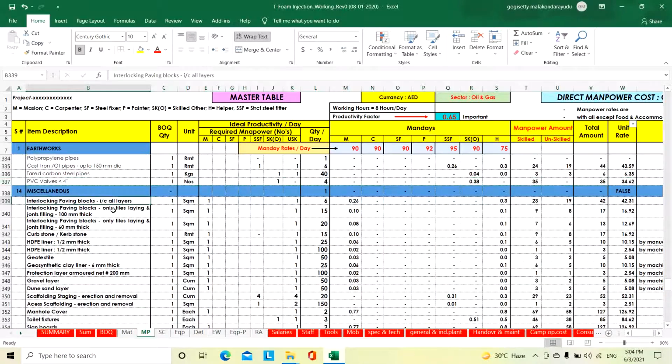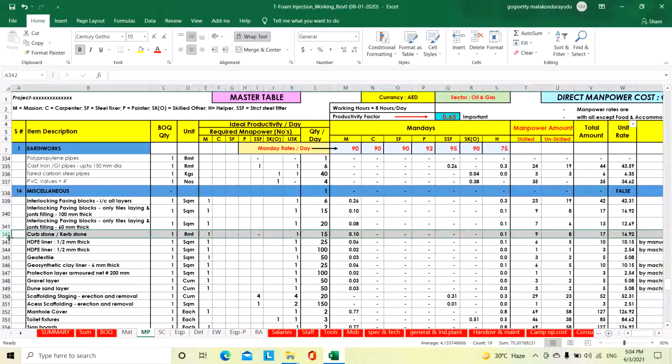Then interlocking tiles, paving blocks, including all underlayers like sand bed, base course, sub base course, everything, per 1 square meter. One mason and one helper can do 6 square meters. So that means 42.31 per square meter. Paving blocks only tile laying means tile and sand bed. One mason and one helper can do 15 square meters. That is 100 mm thick. Similarly, 16 mm thick, 20 square meters can be done. Like this, we need to arrive at the rates.